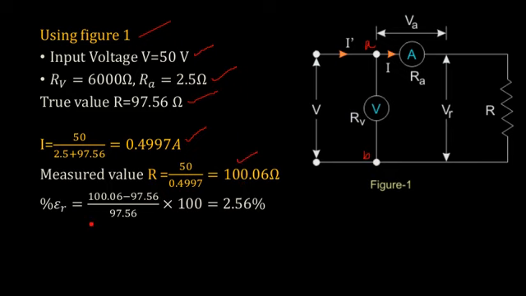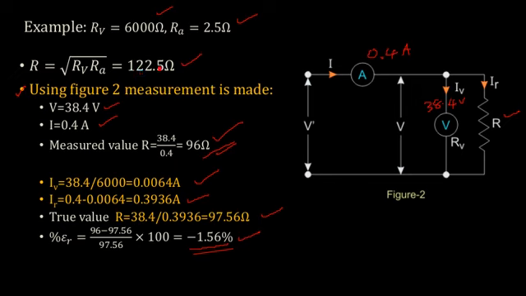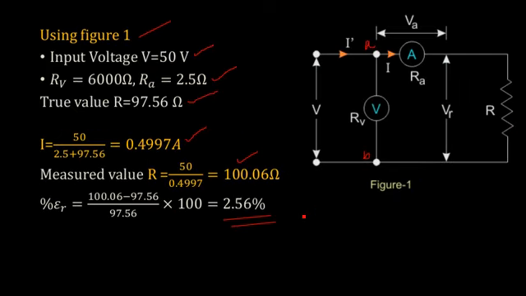Now the error will be (measured minus true) by true, into 100. So that will be 2.56%. So compared to minus 1.56, or about 1%, here you are getting about 2% error if you are using this. Based on this particular equation, if your true value is less than this value, you can go for figure number 2, where your error is less. If you go for figure number 1, you will get the answer, but your error is more because you are getting a higher value. Instead of 97, you are getting 100.